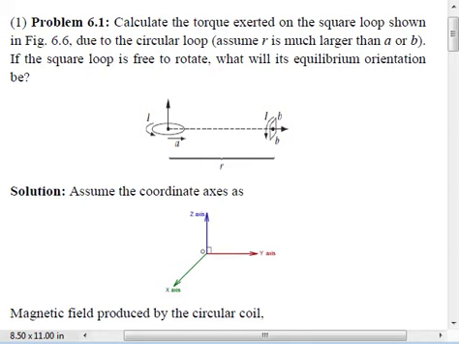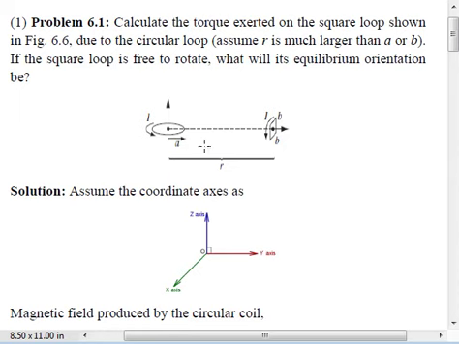Calculate the torque experienced by the square loop in the figure due to the circular loop. Assume R is much larger than A or B. If the square loop is free to rotate, what will be its equilibrium orientation?